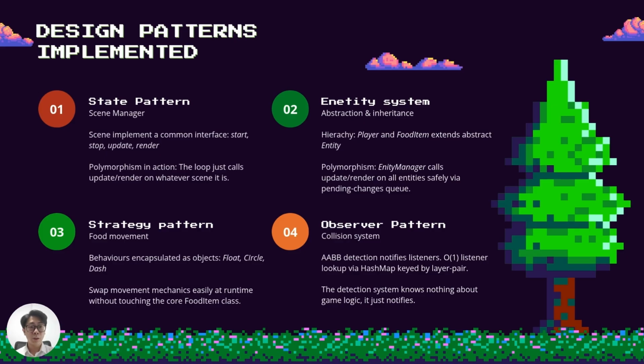Finally, collision detection uses AABB bounding boxes. Every active entity pair is checked each frame. The collision manager then looks up the correct response using a hash map of listener callbacks keyed by layer pairs. For example, player with good food triggers a score handler. Detection and response stay fully decoupled, demonstrating the observer pattern.